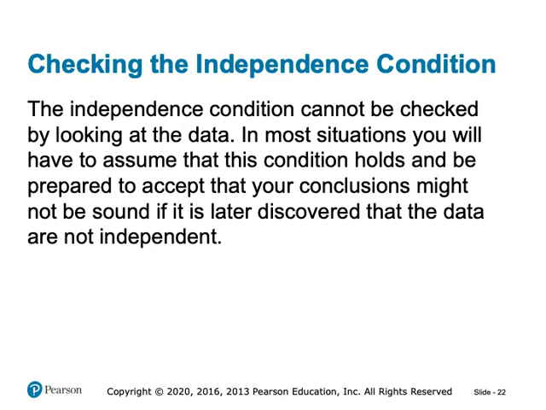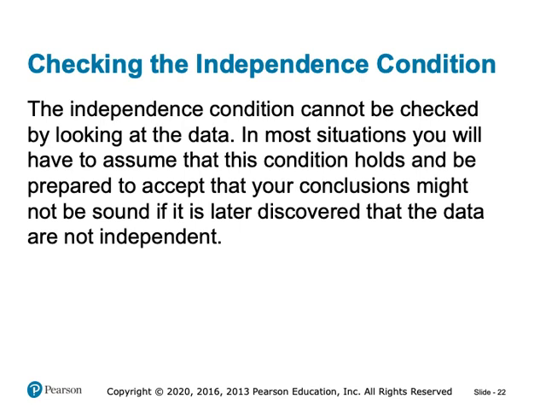For example, if the data were collected sequentially over time, there might be a risk of autocorrelation, where consecutive observations are related. In most practical situations, you will have to assume that the independence condition holds based on how the data were gathered and the design of your study. However, it's important to be aware that if this assumption does not hold, it can significantly affect the validity of your conclusions. If it is later discovered that the data are not independent, the inferences and predictions made using the model might not be reliable.